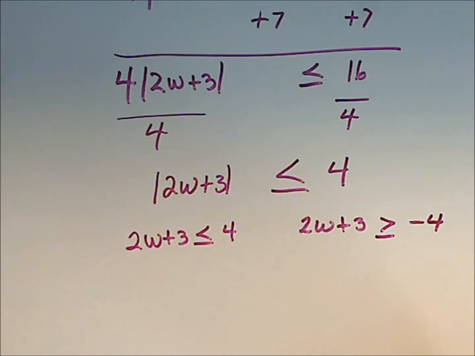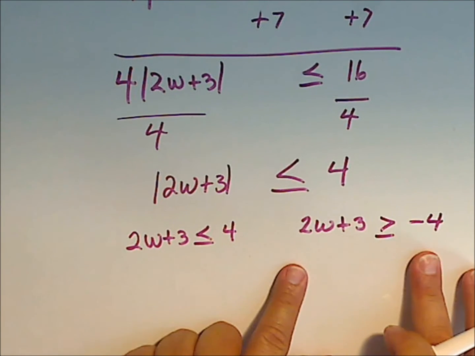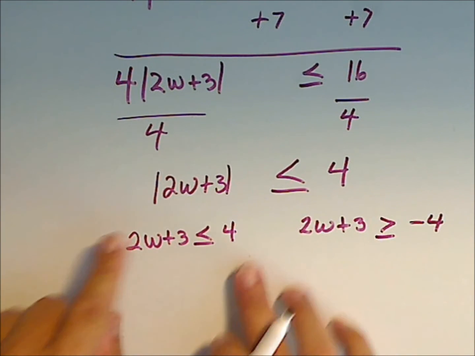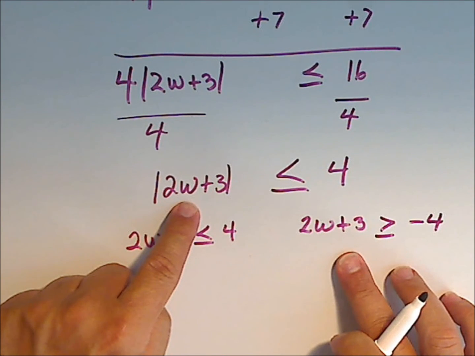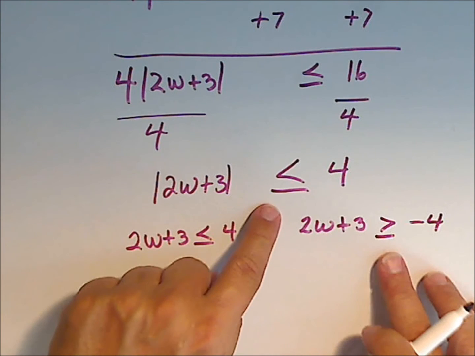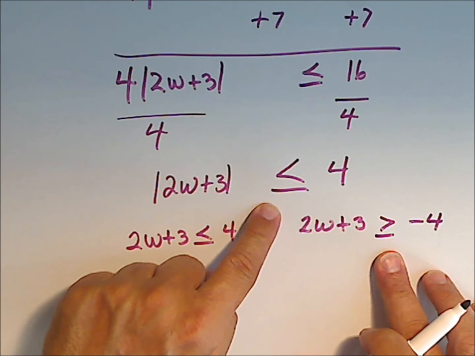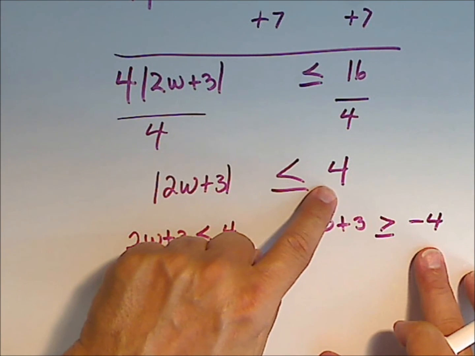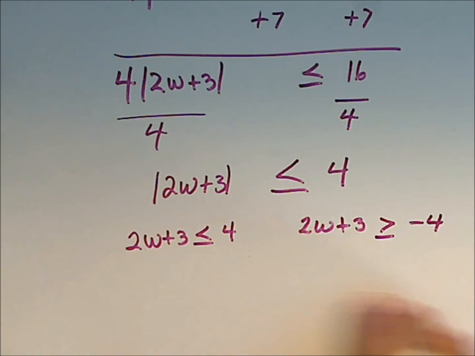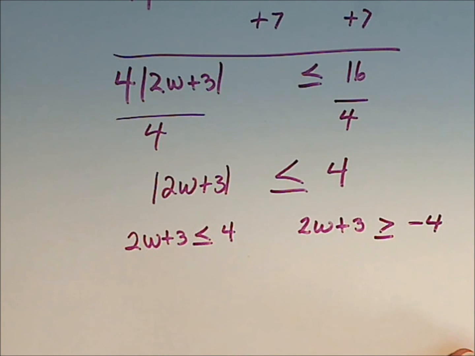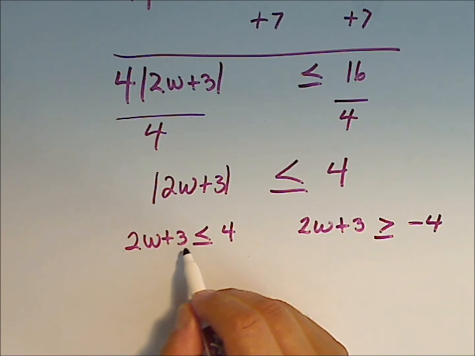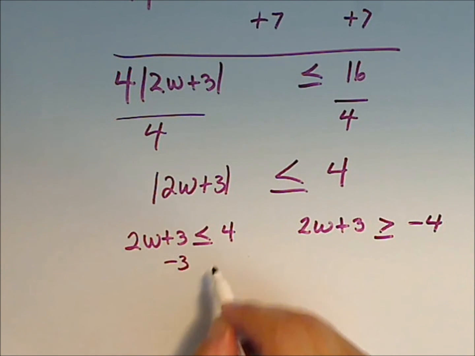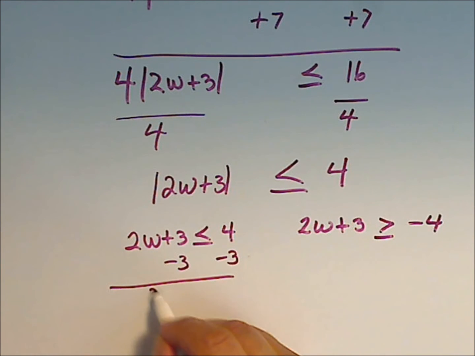I sometimes jokingly refer to this as is and the bizarro. So, as is and bizarro. This is the exact opposite. Instead of less than, it's greater than or equal to. Instead of 4, it would be a negative 4. And now I solve both of these problems. Well, w is being multiplied by 2, and then we're also adding 3. So lowest order of operation, I start off with that.